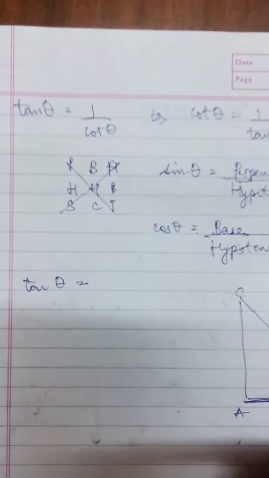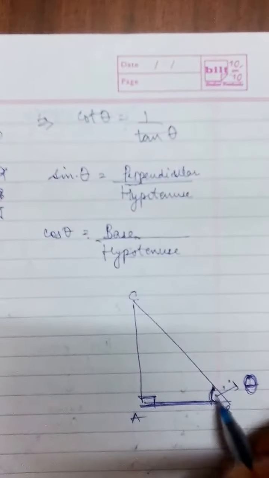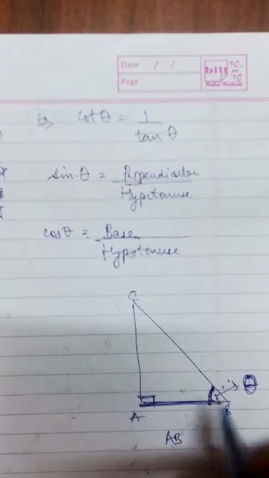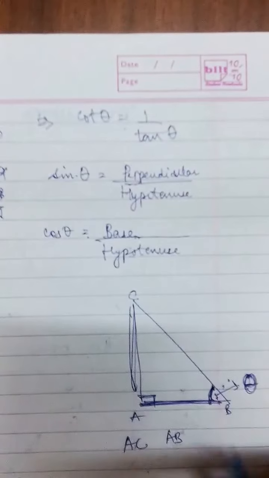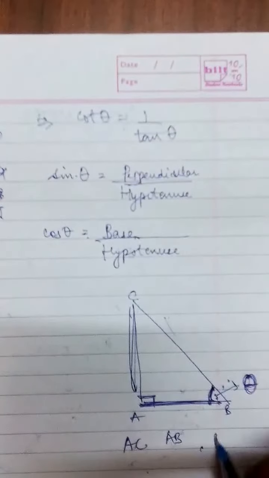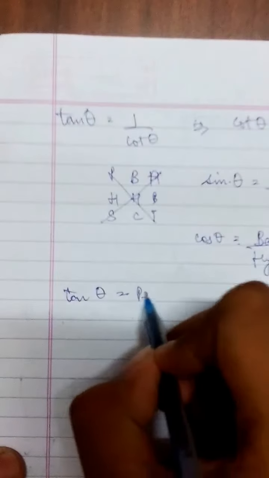Let's say the triangle is CAB, right angled at A, and if you take angle B to be theta, then its base would be AB, its height, its perpendicular would be AC, and the hypotenuse is the same for every case, that is BC. So you have learnt these two, and tangent is perpendicular upon the base.